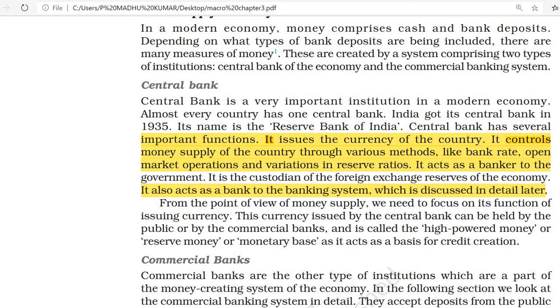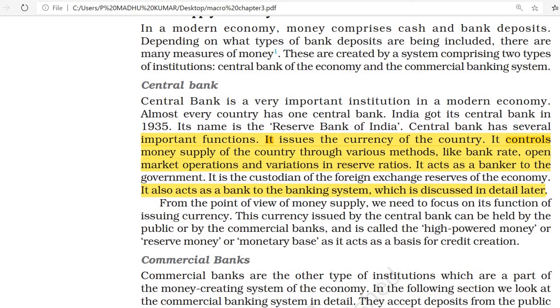Then the RBI has certain functions. Some functions are note issue, banker to the government, bankers' bank, lender of last resort, clearing house, leader of the money market, controller of credit and custodian of foreign reserves. These are the basic functions. Then there are other functions like agricultural finance, industrial finance, research function and special functions.